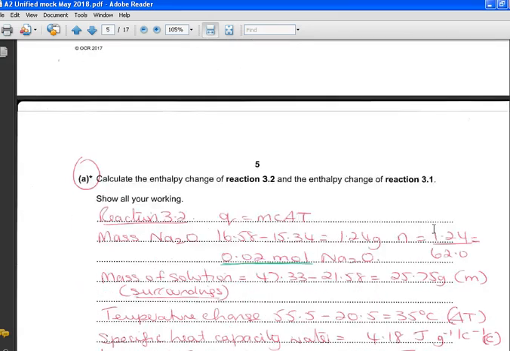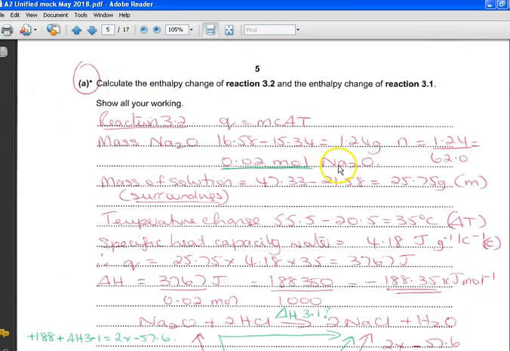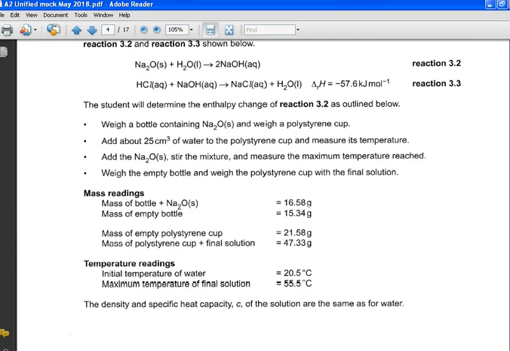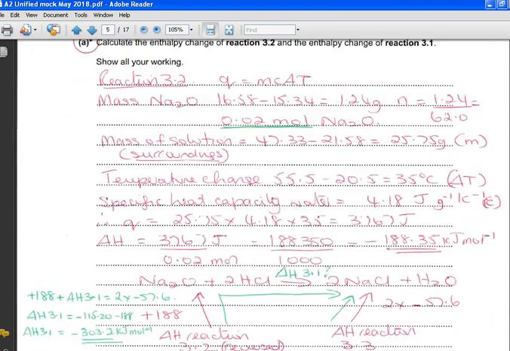I'll move on to the next page, where, and this is a starred question, so it's obviously 6 marks and needs to be written in a very coherent way. Okay, so we're looking at reaction 3.2. This is the equation we're using. Now make it clear where you've got your data from. The mass of Na2O comes from the information given to you up here: the mass of the bottle, the mass of the empty bottle, do a subtraction, and so on. So we've got our mass of Na2O, 1.24 grams, and we're going to need that when we calculate delta H.